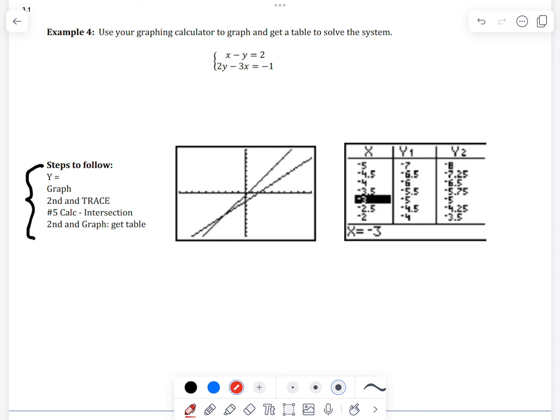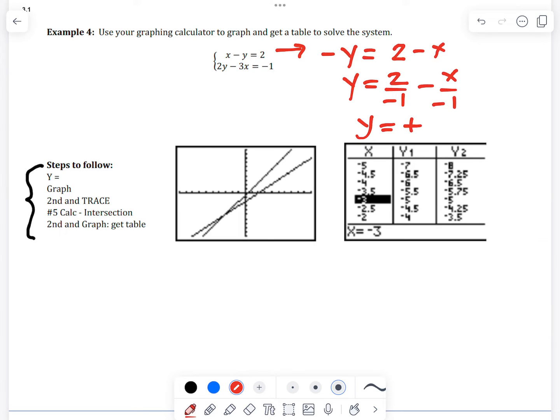So we need to convert both of these equations to slope-intercept form. So I'm going to go ahead and subtract x from both sides. And then I'm going to divide both sides by -1. So the equation in the top in slope-intercept form is a positive x, because a negative divided by a negative is a positive, and then -2. So when we enter it into the calculator, we will run through these steps.